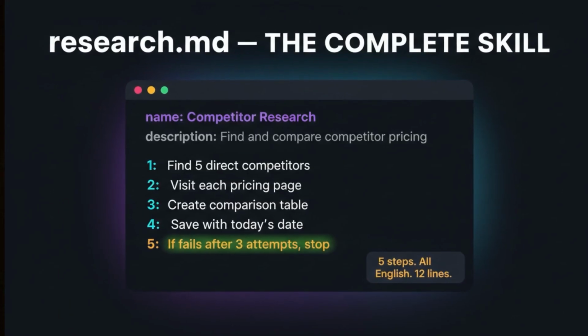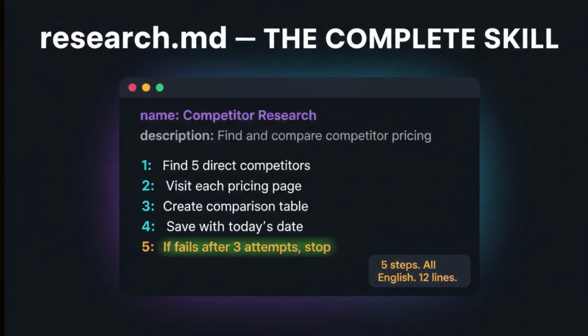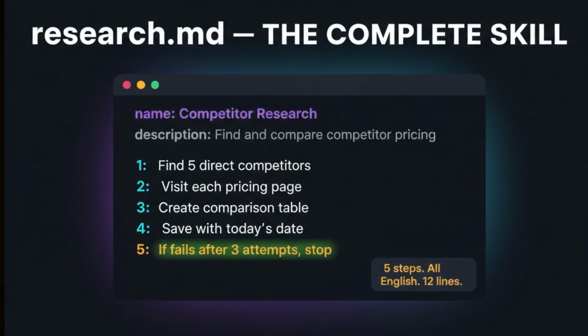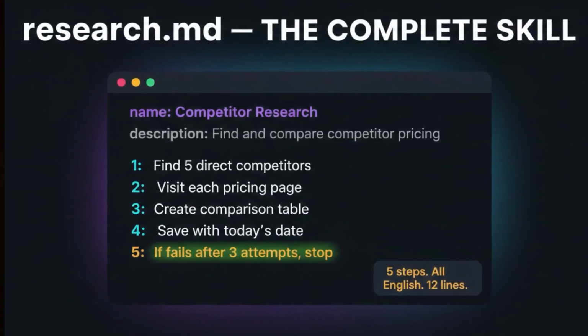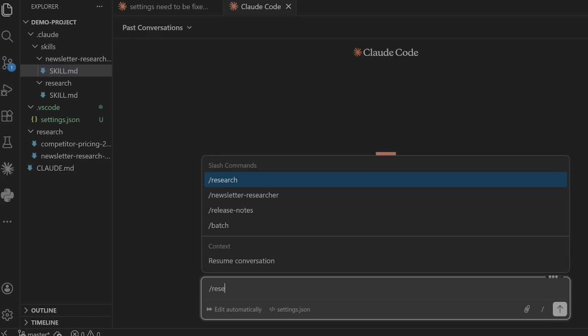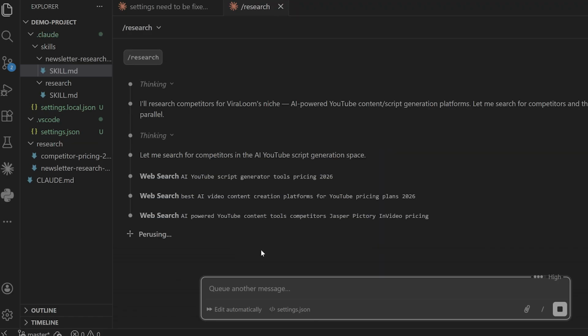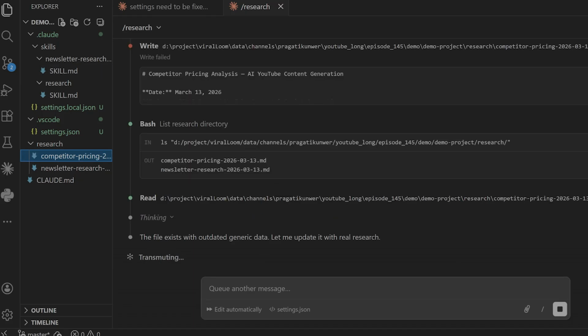5 steps, all English. The file is maybe 12 lines long. It reads like a memo to a new hire, not a software program. Save it, open Claude Code, type /research, press enter. Watch the terminal. The agent reads your file. It does not ask clarifying questions. It treats those 5 steps as a job description and starts executing.